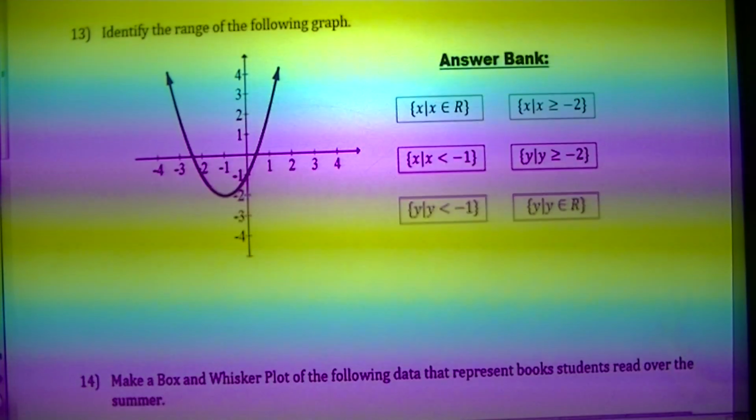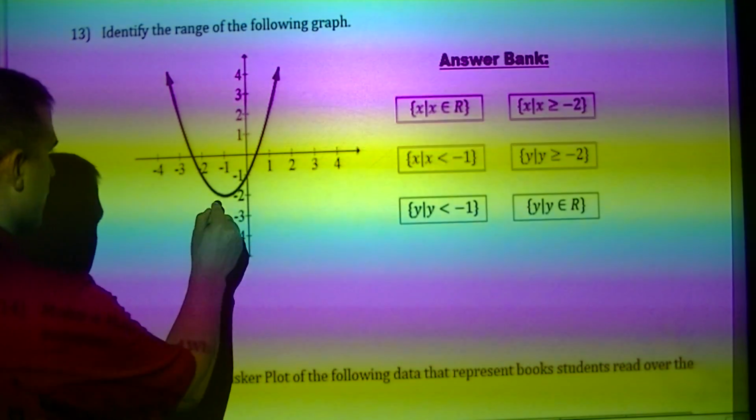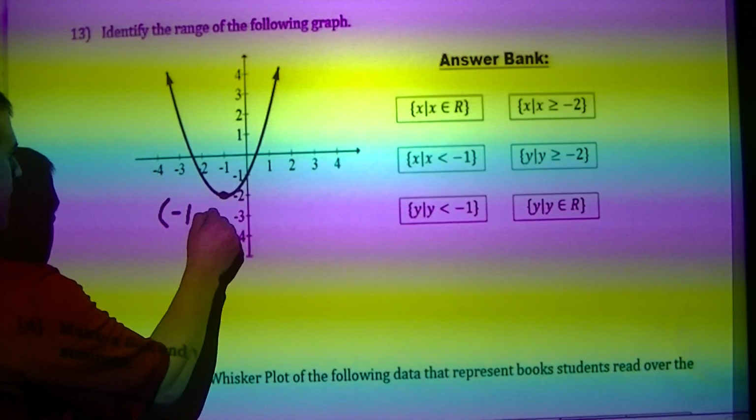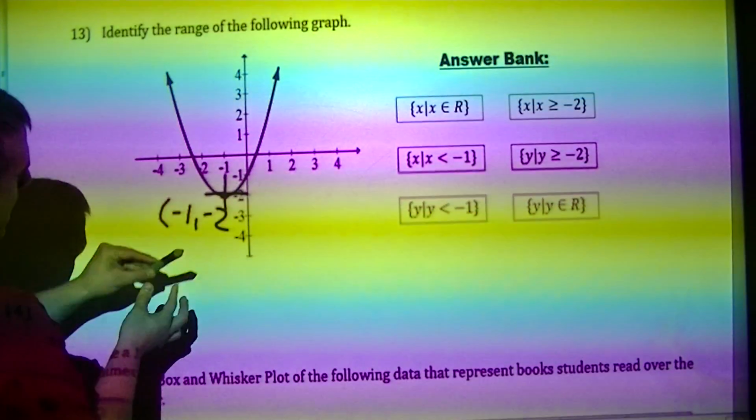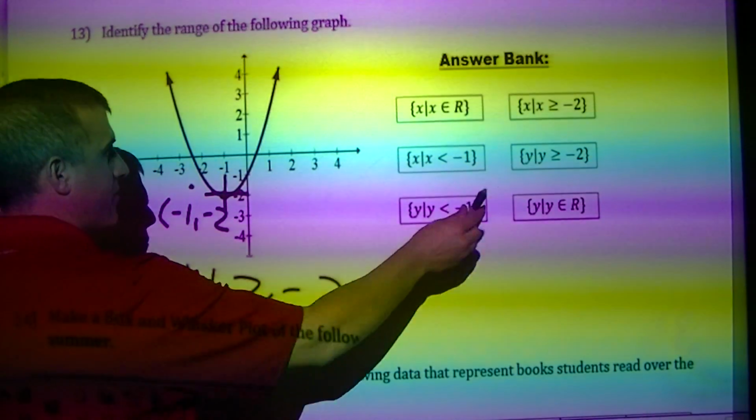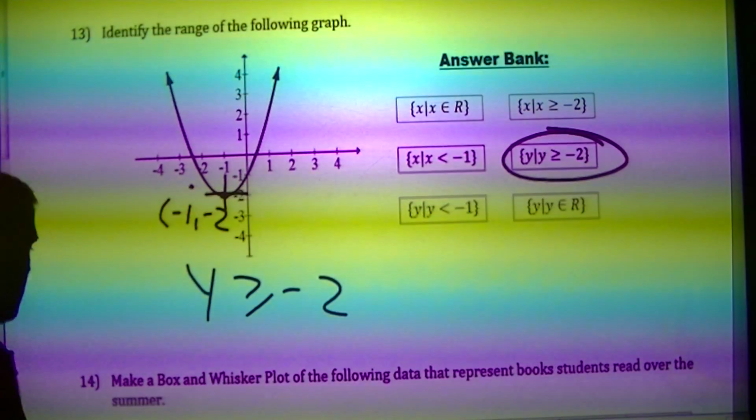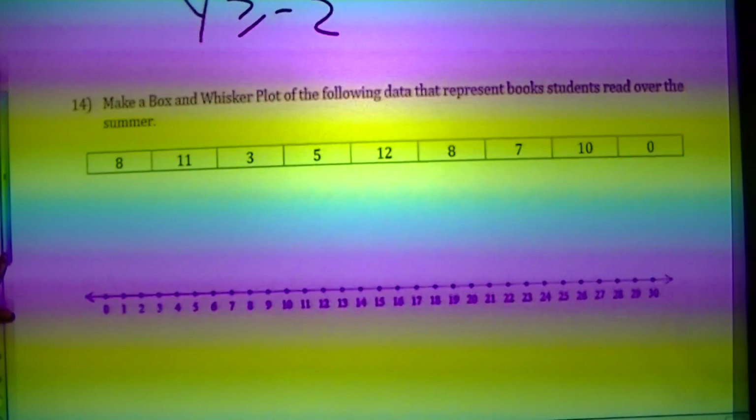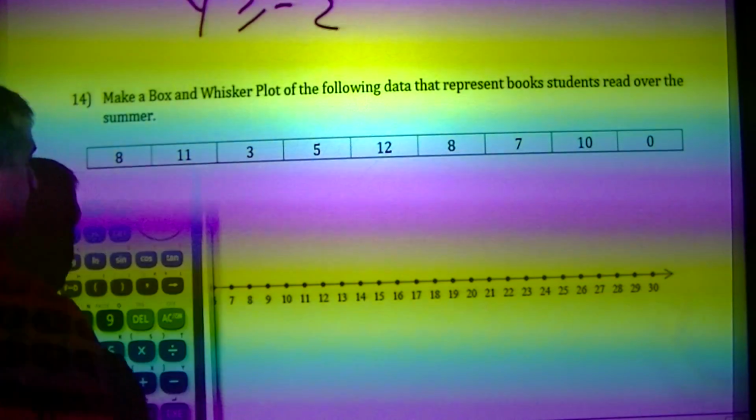Number 13, identify the range. Well, that coordinate is -1, -2. What happens here is everything's above, so that's going to be y is greater than or equal to -2, which would be right here. Okay, make a box and whisker plot with the following data.